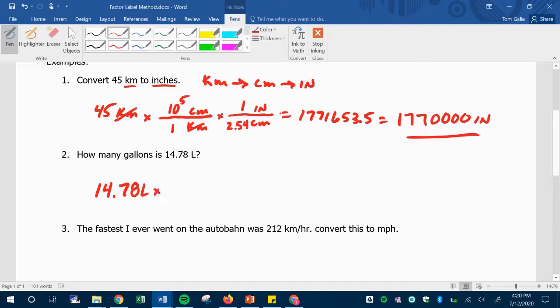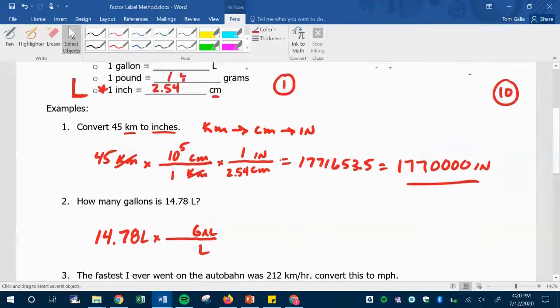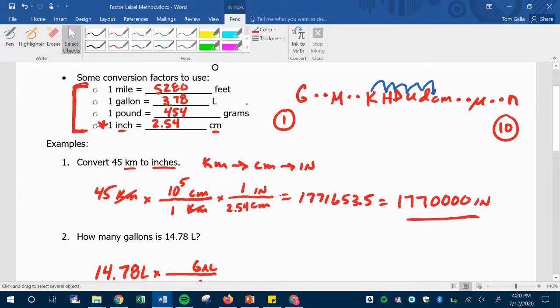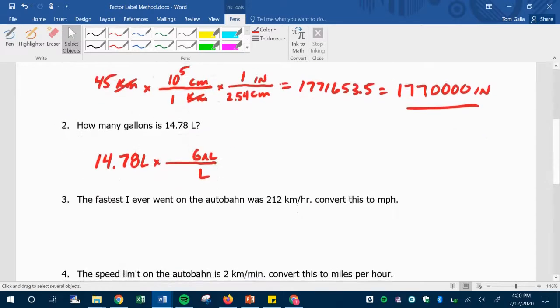And now, if we're trying to convert to gallons, gallons should go on top, liters should go on the bottom. And now let's look at our conversion factor. So our conversion factor for gallons to liters is this second one here. And it says that 1 gallon is 3.78 liters. So that means, just like we did with our last one, it should be 1 gallon over 3.78 liters. And so now this cancels out, giving us gallons, which is what we're trying to solve for. So we're done. We can just plug this into our calculator.